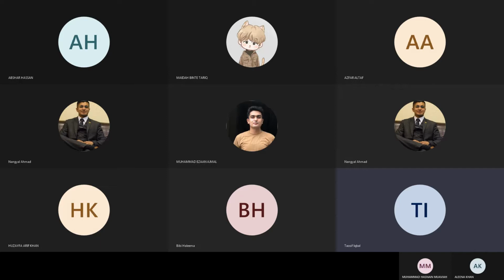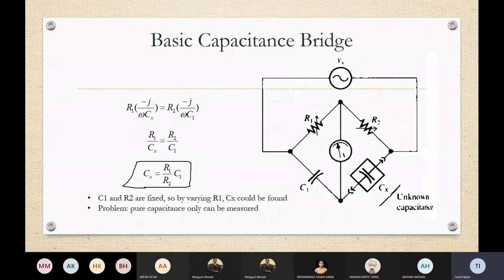We were discussing the basic capacitance bridge in the last class because we want to find out the unknown impedance or unknown capacitance of one component. For this, we can use this basic capacitance bridge. In this case, the unknown capacitor can be found out if we know the values of R1, R2, and C1, provided that the detector is in the center, indicating there is no current flow through the detector.